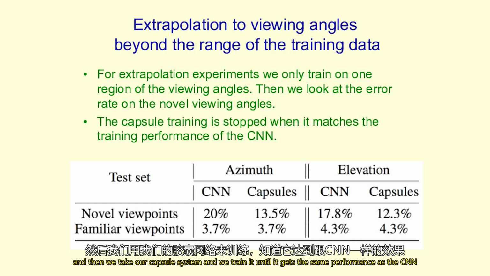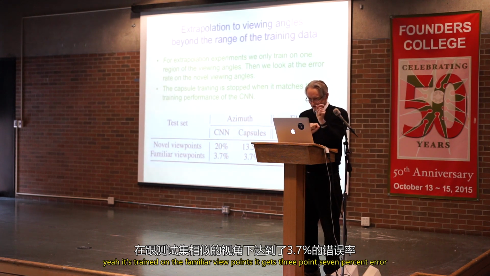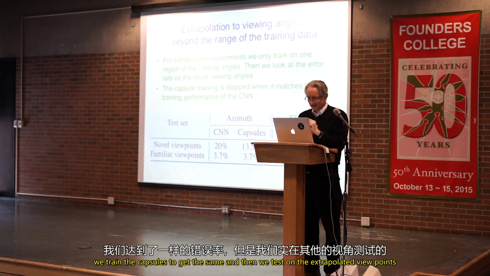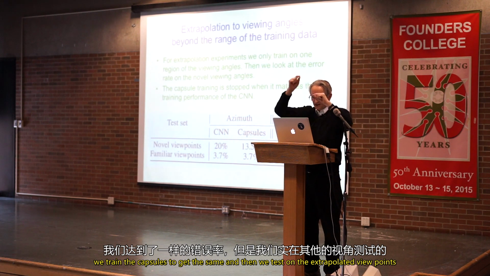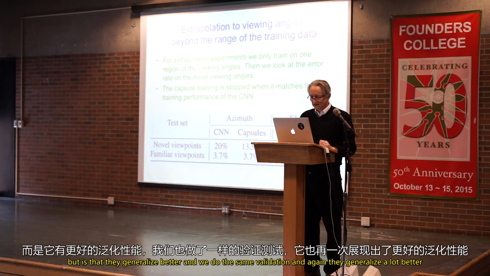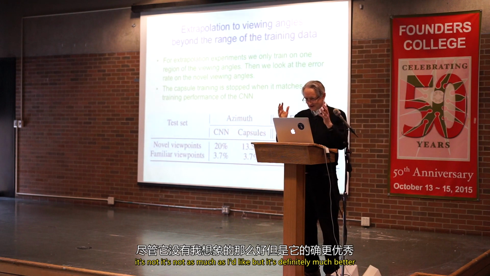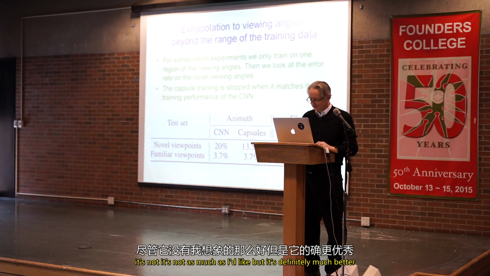So when we had a limited range of azimuths, the CNN trained on the training data got 3.7% error. It's trained on the familiar viewpoints. We train the capsules to get the same, and then we test on the extrapolated viewpoints, and the capsules generalize a lot better than the CNN, showing that it's not just that capsules work better, it's that they generalize better. And we do the same for elevation, and again, they generalize a lot better. It's not as much as I'd like, but it's definitely much better.